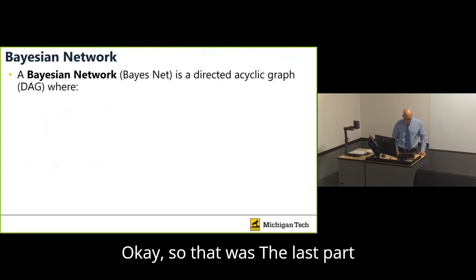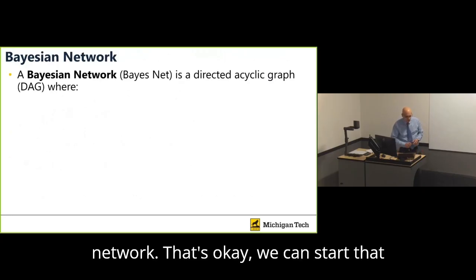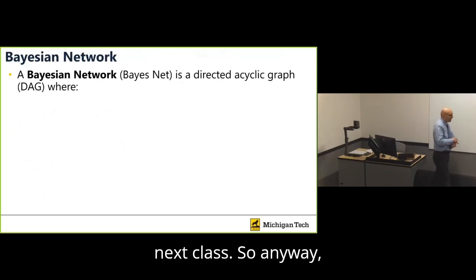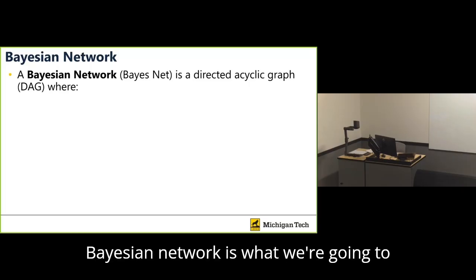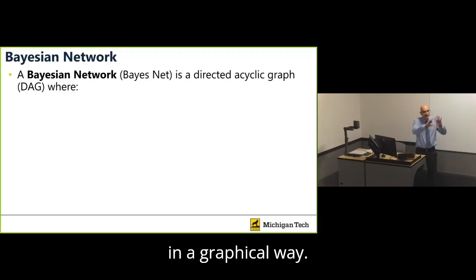Okay, so that was the last part about the Gaussian process. Oh, there is no time to start Bayesian network. That's okay, we can start that next class. So anyway, Bayesian network is what we're going to talk about, conditional probability in a graphical way.